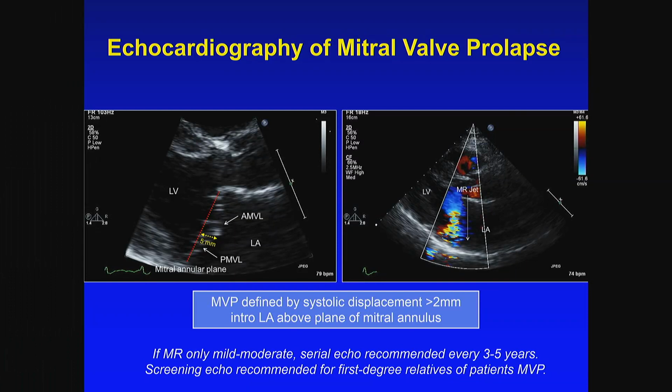If mitral regurgitation is only mild to moderate, consistent with stage B valve disease, serial echocardiography is typically recommended every 3 to 5 years for all patients with mitral valve prolapse, and a screening echo is recommended for all first-degree relatives of patients with mitral valve prolapse, because this can be familial even in the absence of a hereditary syndrome like Ehlers-Danlos.